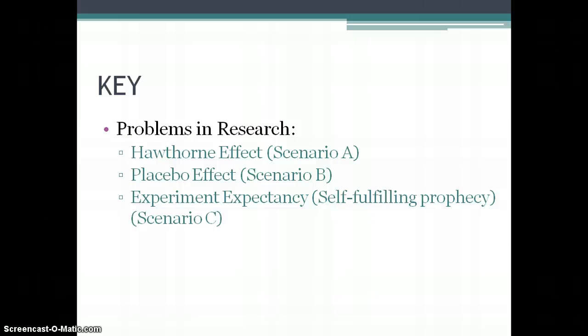So the key: scenario A is the Hawthorne effect, scenario B is the placebo effect, and scenario C is experimenter expectancy, also known as self-fulfilling prophecy. Tomorrow we will be doing some activities where we show these different effects in action.